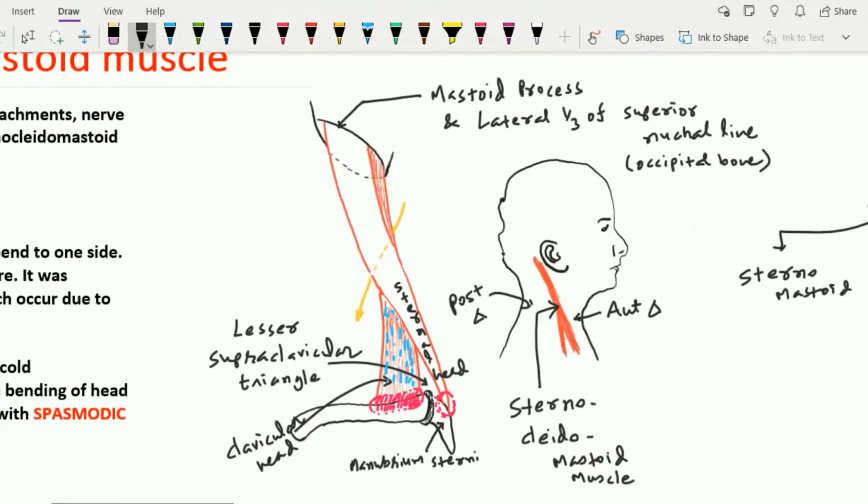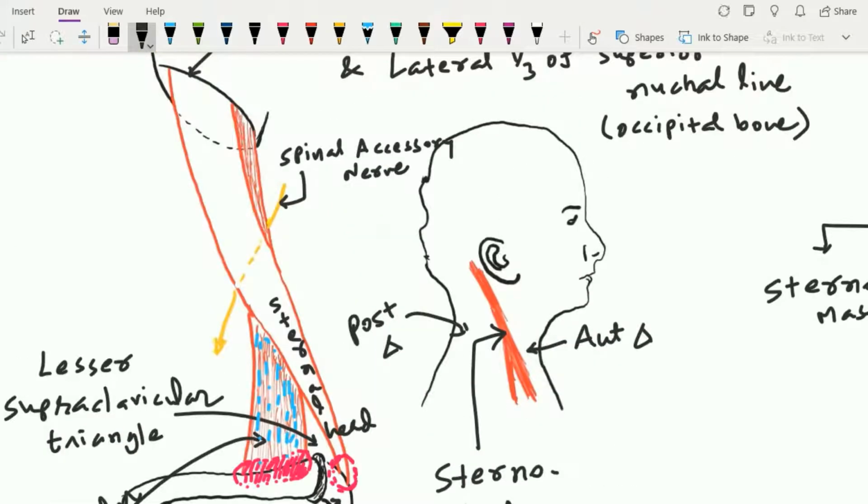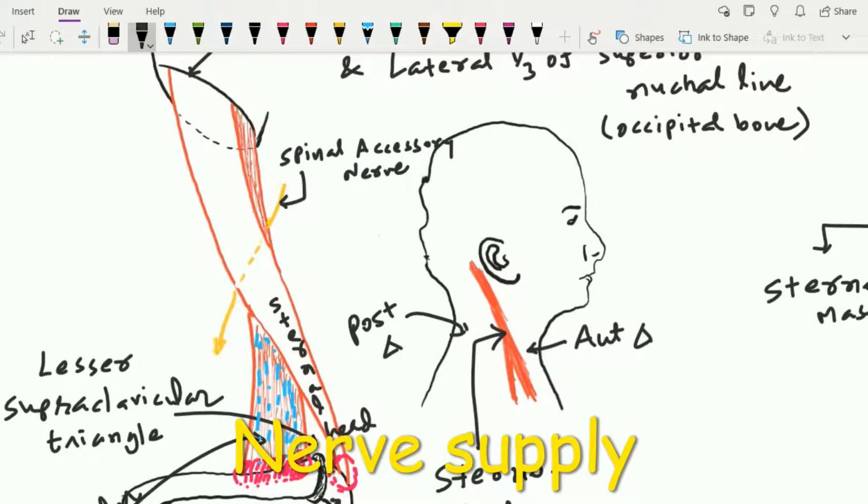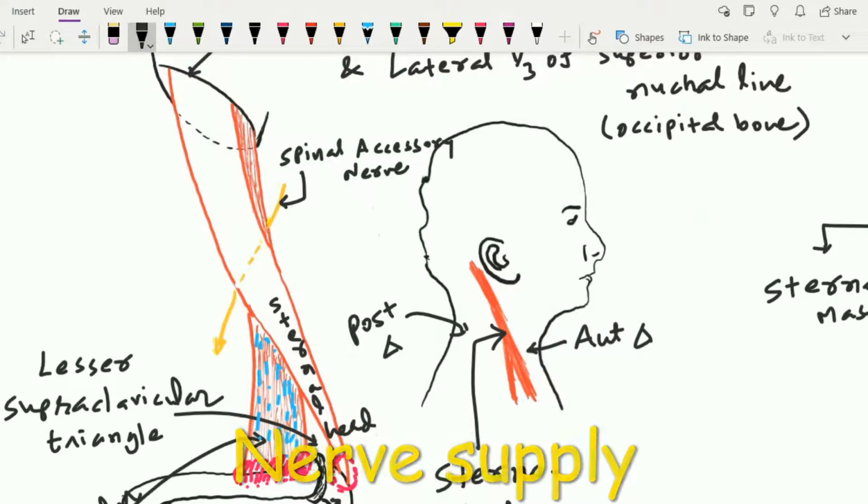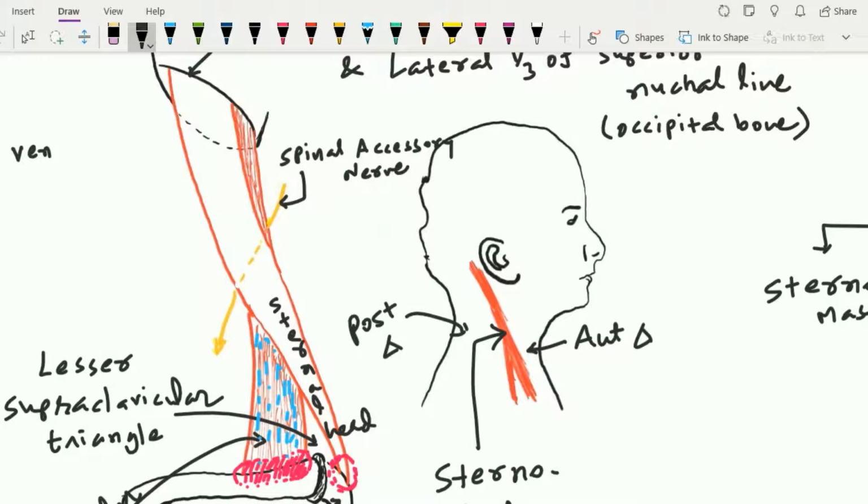And one important thing to understand is that between the cleidomastoid part and the remaining three parts, the spinal accessory nerve passes and supplies the sternocleidomastoid from its deep surface, and then it comes out from its posterior border to enter the posterior triangle and supplies the trapezius muscle. So when we see the nerve supply of the sternocleidomastoid muscle, it is supplied by the spinal accessory nerve as the motor nerve, and the proprioceptive fibers from the muscle are carried by the ventral rami of C2 and C3.